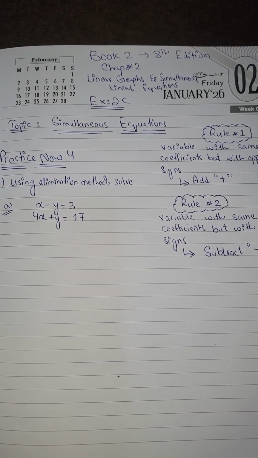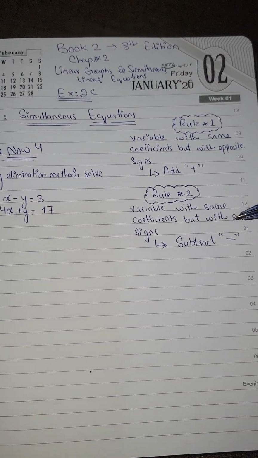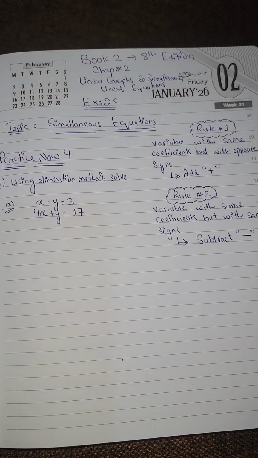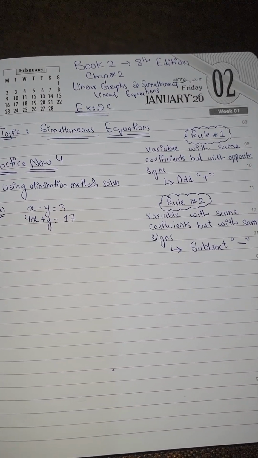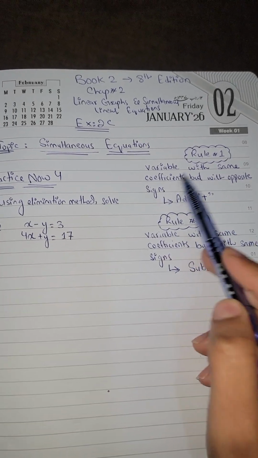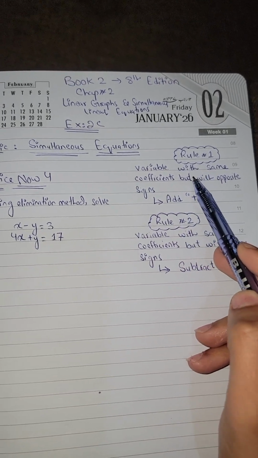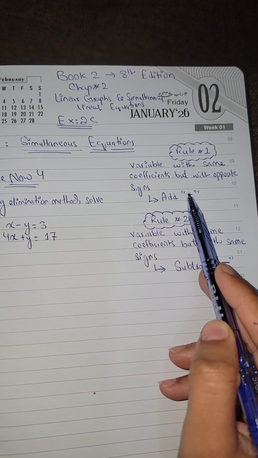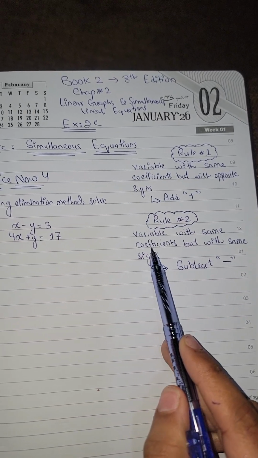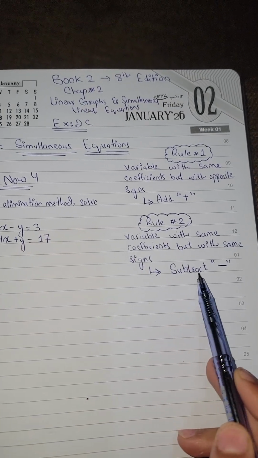Before starting 2C, I need you all to remember these two rules that we are going to use very frequently, and they're going to apply in every equation, but you have to identify which rule is applicable. The first one is variables with the same coefficient but with opposite sign. If this is the condition, then we are going to add the equations. But according to rule 2, when variables have the same coefficients and the same signs as well, we are going to subtract the two equations.